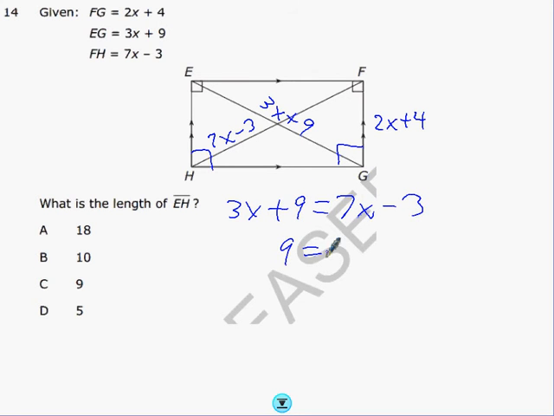Subtract 3x from both sides, and then add 3 to both sides. So x equals 3. We need to find EH. They didn't tell us EH, but we know that FG is equal to EH. FG is 2 times 3, 6 plus 4, that's 10. So is this, we're done.